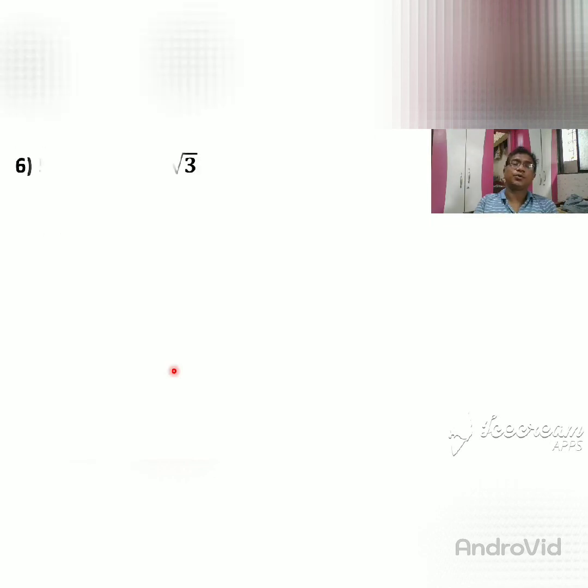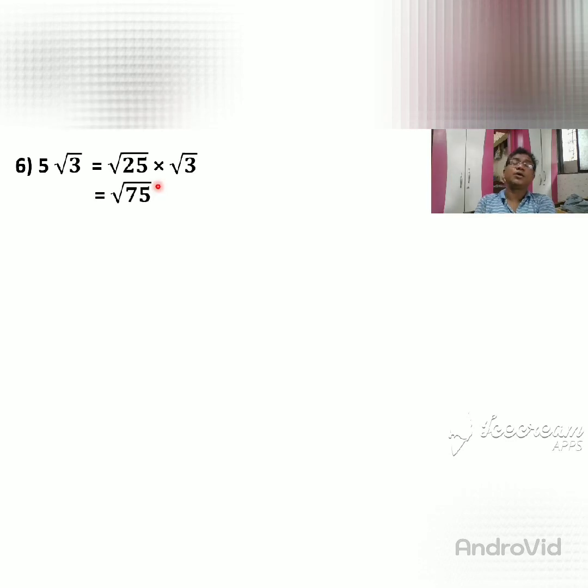We are going to learn problem number 6. See, 5 root 3. Here only 5 root 3 is given. So what is the order of 3? Order of 3 is 2. So what can we do? We can do the square of 5. The square of 5 is 25. So here we write root 25. So root 25 into root 3 gives root 75. So that is the answer, root 75.